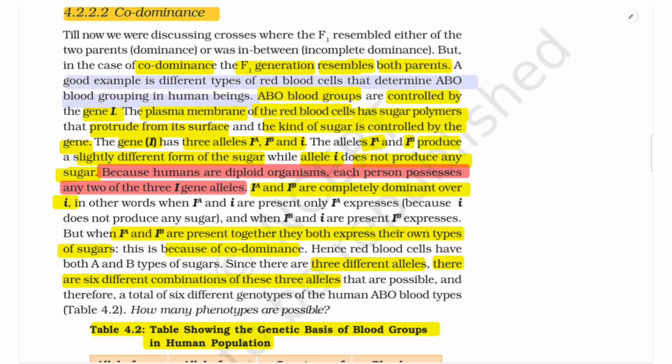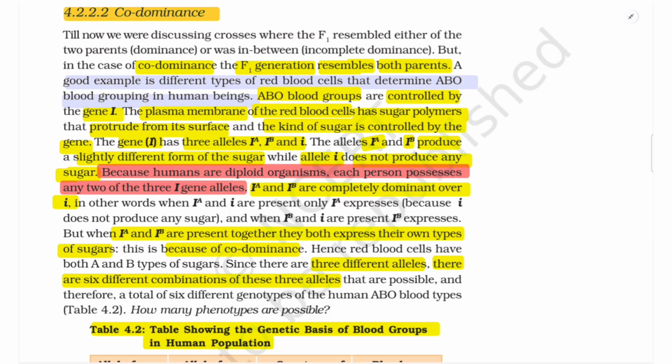4.2.2.2 Codominance. Till now, we were discussing crosses where the F1 resembled either of the two parents, which was dominance, or was in between, incomplete dominance. But in the case of codominance, the F1 generation resembles both parents. A good example is the different types of red blood cells that determine ABO blood grouping in human beings. ABO blood groups are controlled by the gene I.